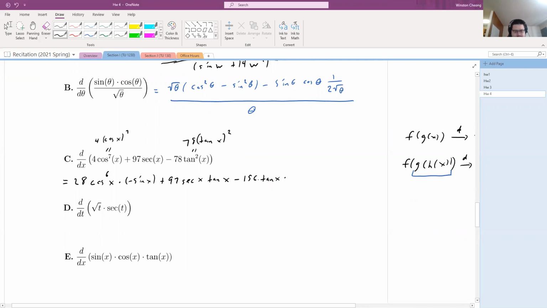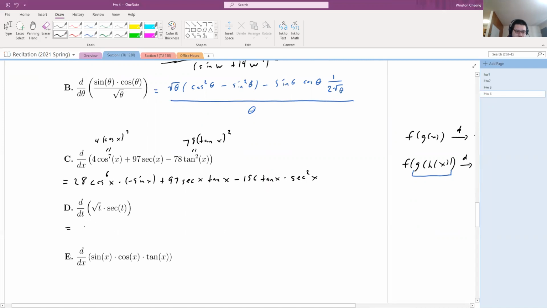Okay, so then chain rule says take the derivative of the tangent function. That is secant squared x. So this is the full answer for this problem. Okay, so hopefully that made sense to everybody. Not seeing any questions. So, okay, then D is product rule.